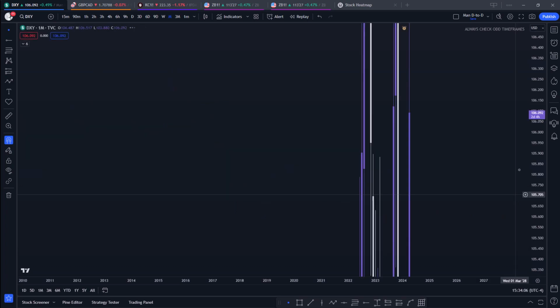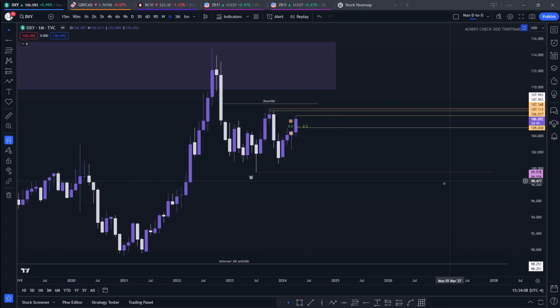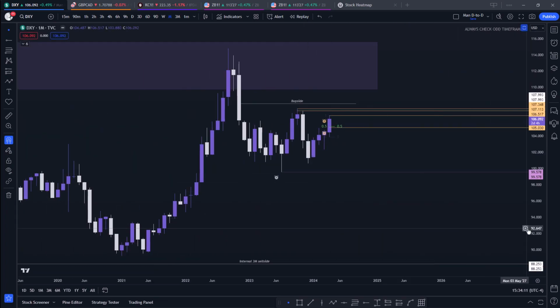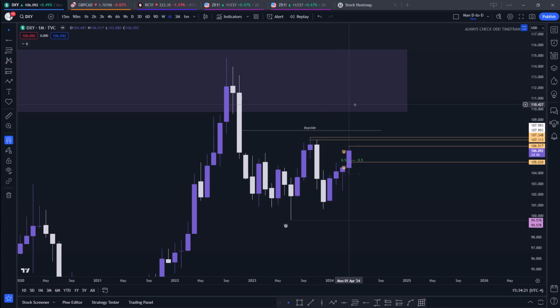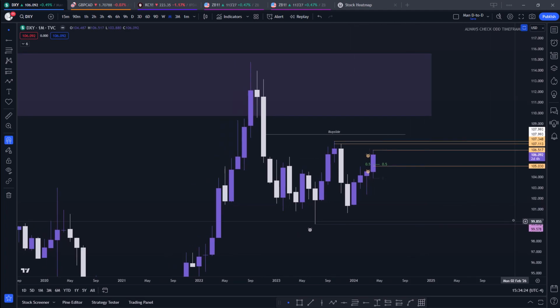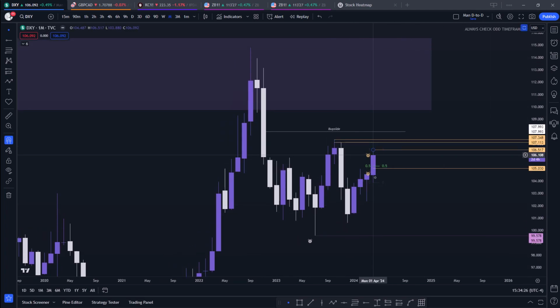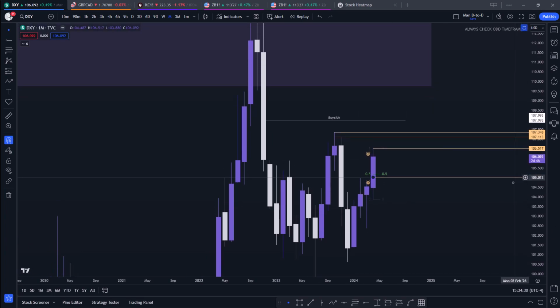So starting with the monthly chart, we see that even though my initial target was this sell side liquidity, we might tap into this inefficiency right here on the monthly perspective one more time before coming back down. I know there's a lot of schematics going on here on my chart, but it will make more sense soon.